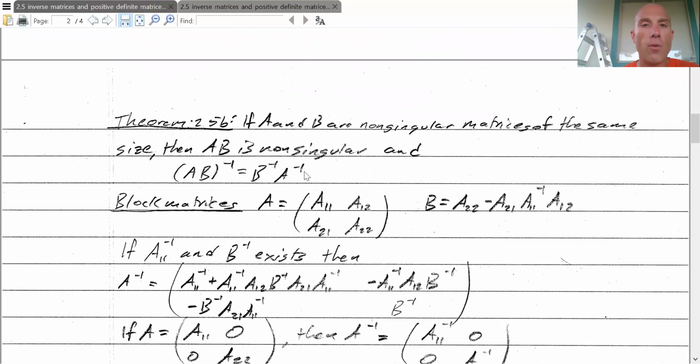And the proof of this is super, super simple. Now that I'm thinking about it, yeah, it's just A times B, B inverse A inverse, and boom, you got it. It's easy peasy, lemon squeezy. Okay, so now let's talk about block matrices.